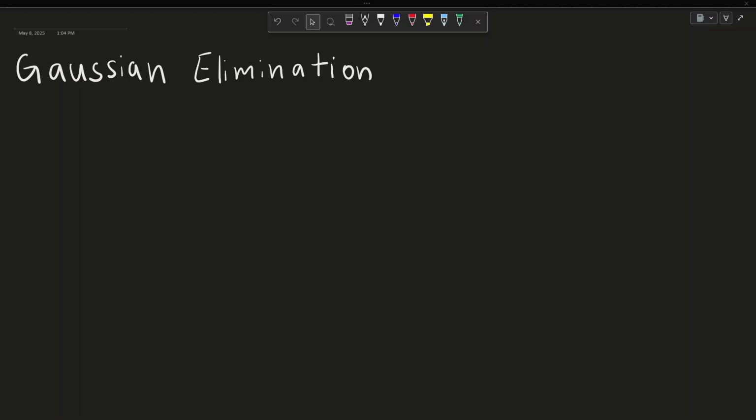Welcome to Easy Academic. Today in the linear algebra series, we'll be going over Gaussian elimination. Now, Gaussian elimination extends from the idea of elimination matrices. But to understand Gaussian elimination, we must first understand what a pivot is.